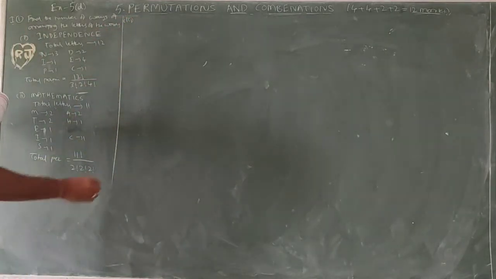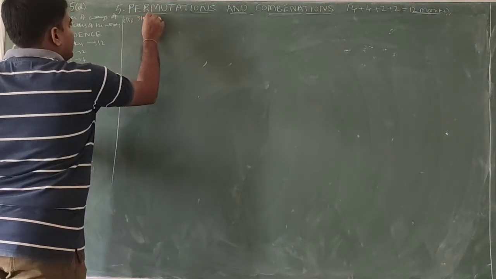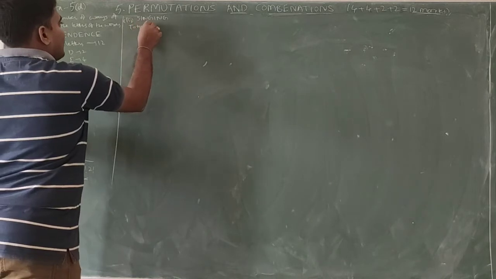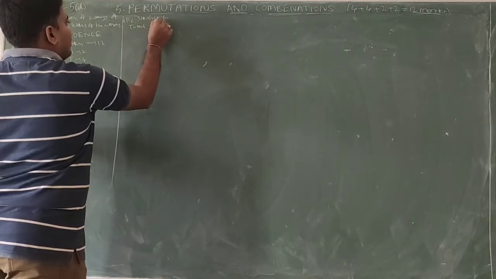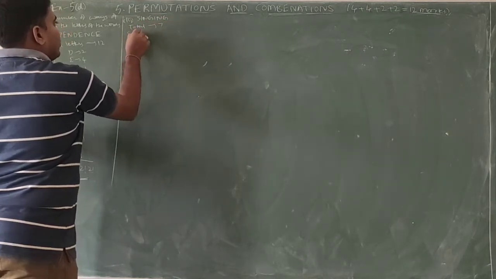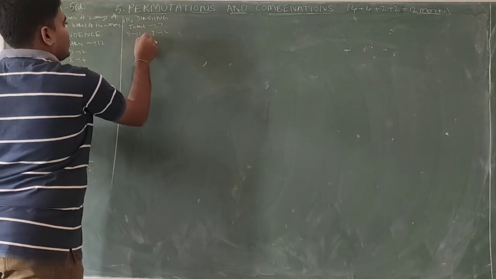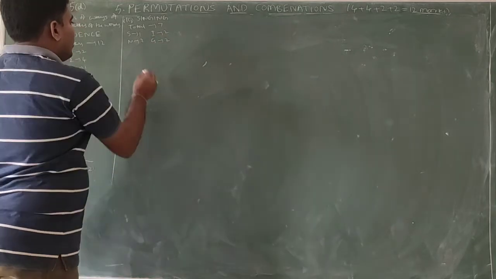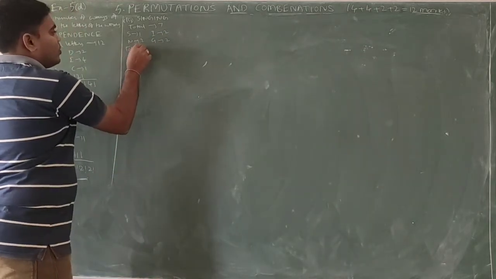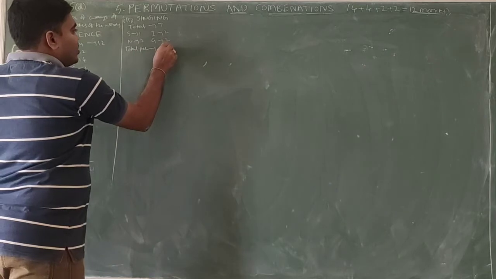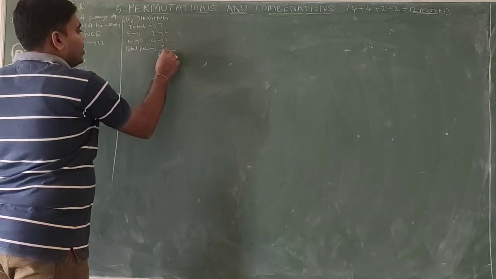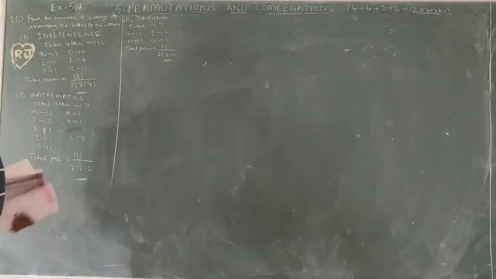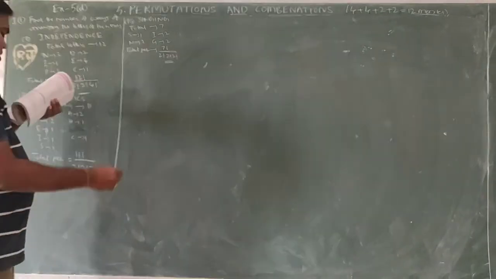Okay, now the third one is singing. Total letters: how many? 1, 2, 3, 4, 5, 6, 7. S only 1. I 2 times, N 2 times, G 2 times. Now total permutations equal to 7 factorial by 2 factorial, 2 factorial, 2 factorial. This is the answer.